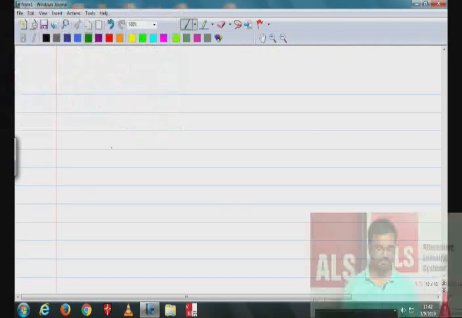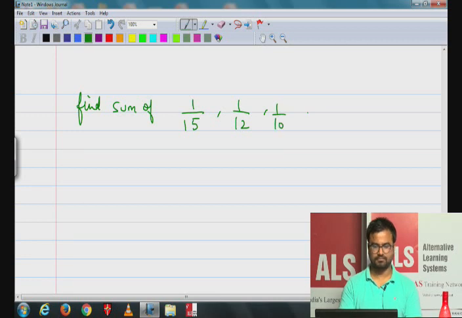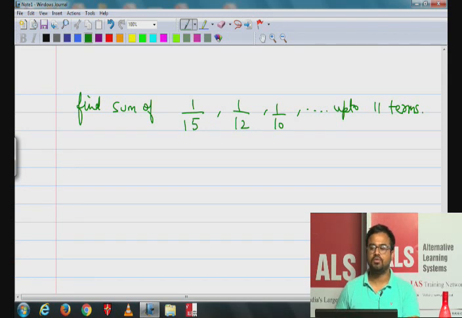Now find the sum of this series up to 11 terms.